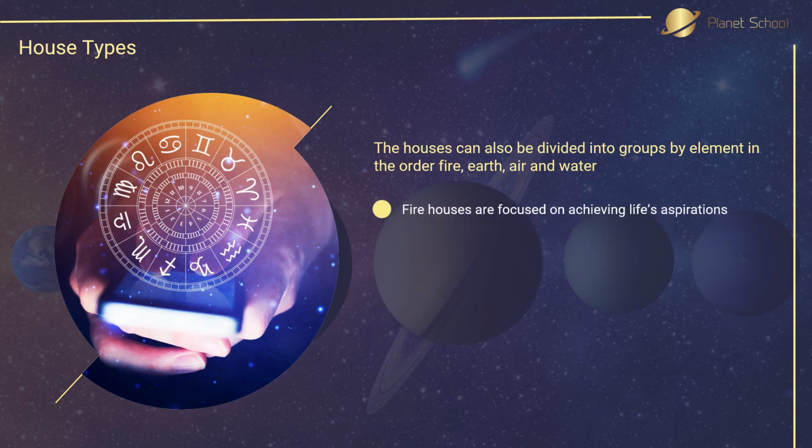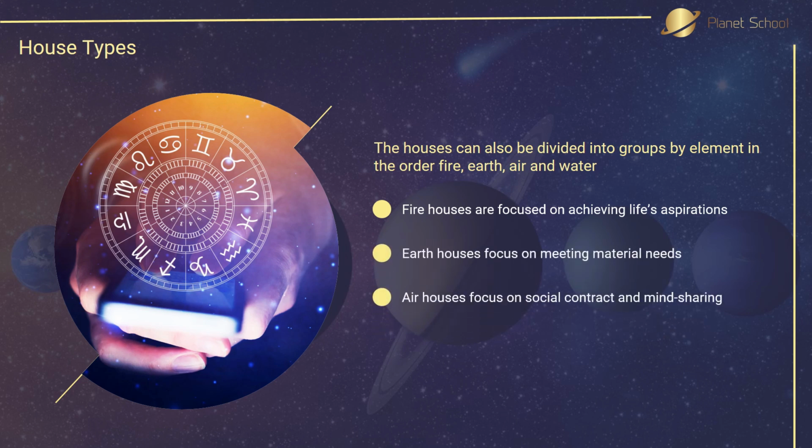Fire houses are focused on achieving life's aspirations. Earth houses focus on meeting material needs. Air houses focus on social contract and mind sharing. Water houses focus on achieving emotional tranquility.